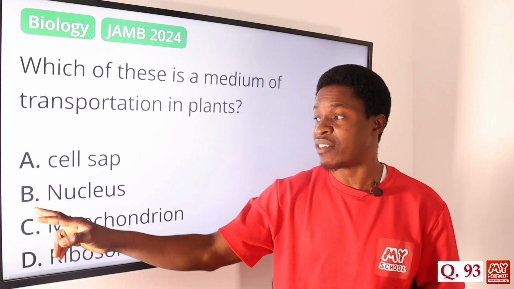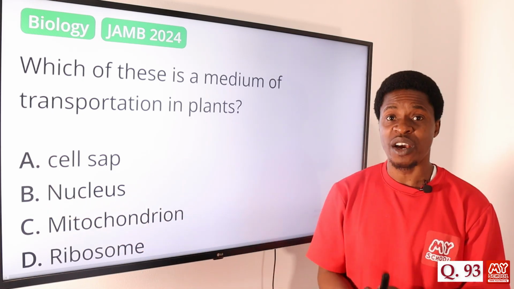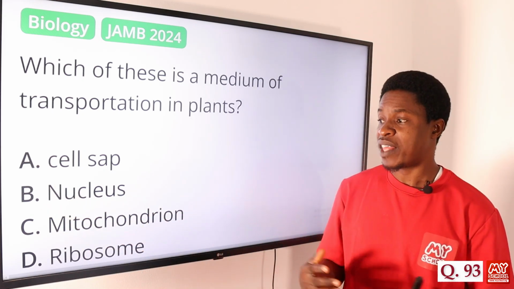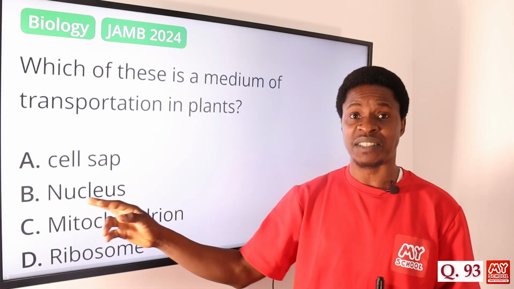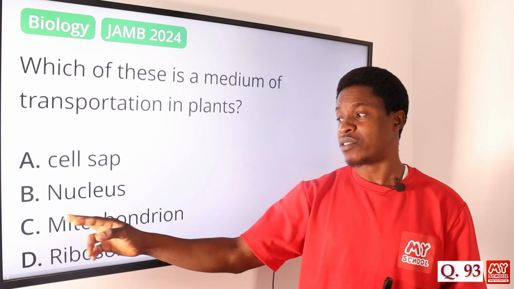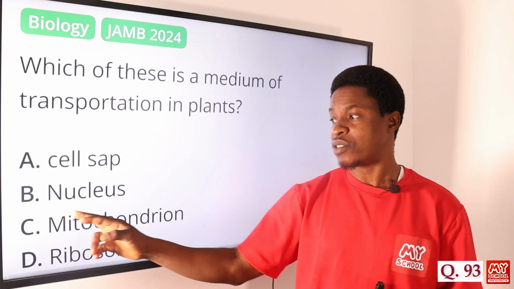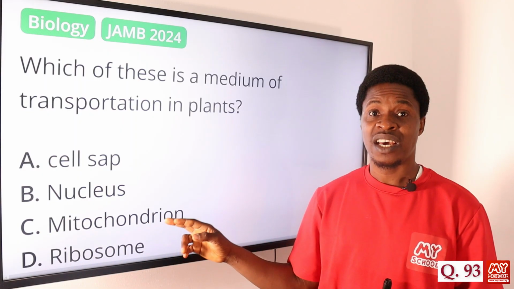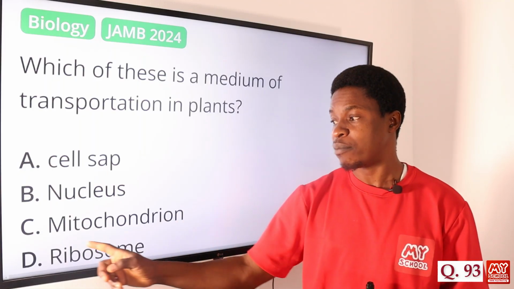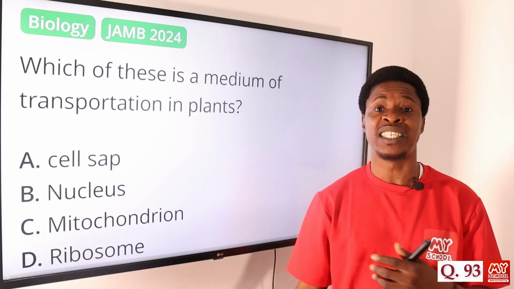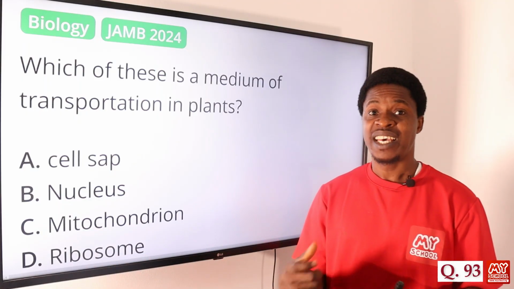Of course, the nucleus is found in the cell of the plant cell. We have them present there, the mitochondria. Of course, the nucleus directs most of the activities that are carried out. The mitochondria has to do with the powerhouse of the plant cell. And then we have the ribosome, which is responsible for synthesis of protein in the plant.